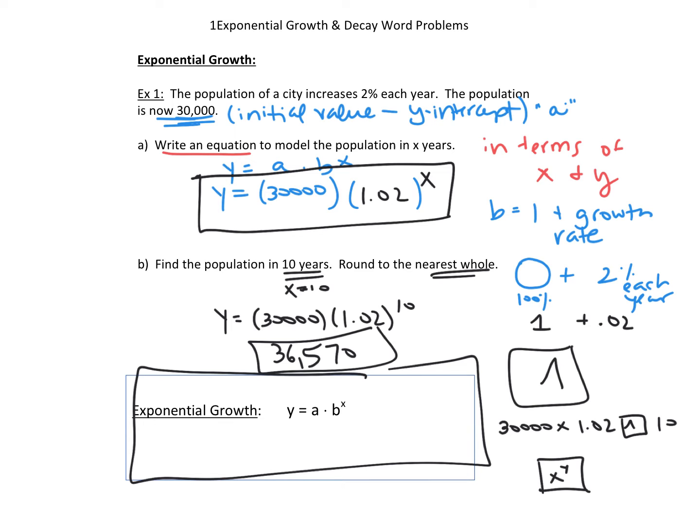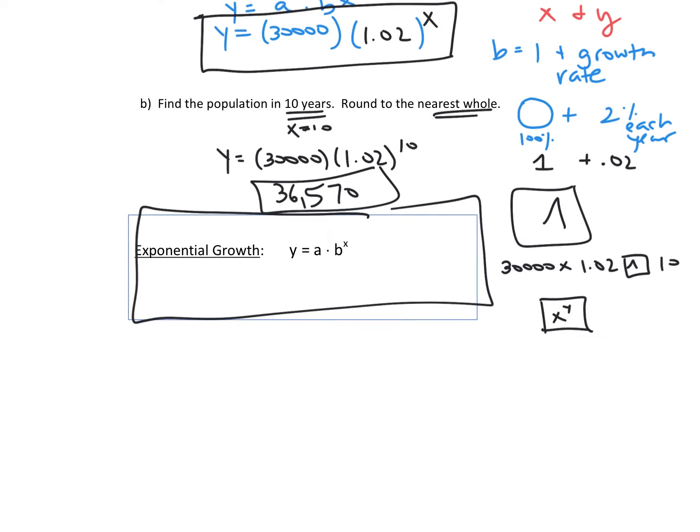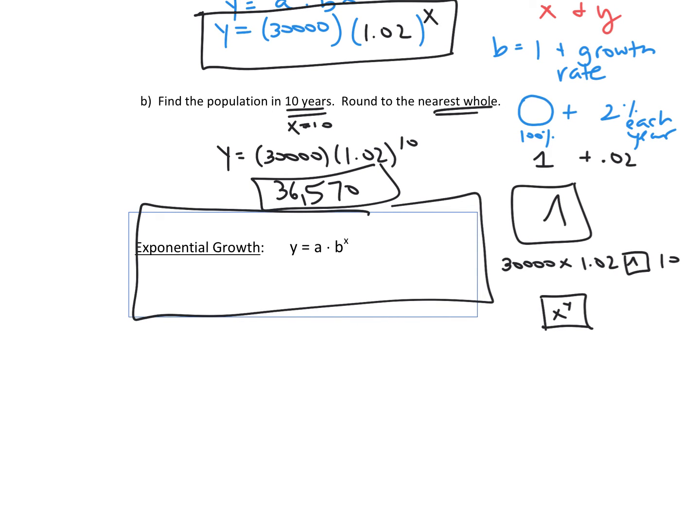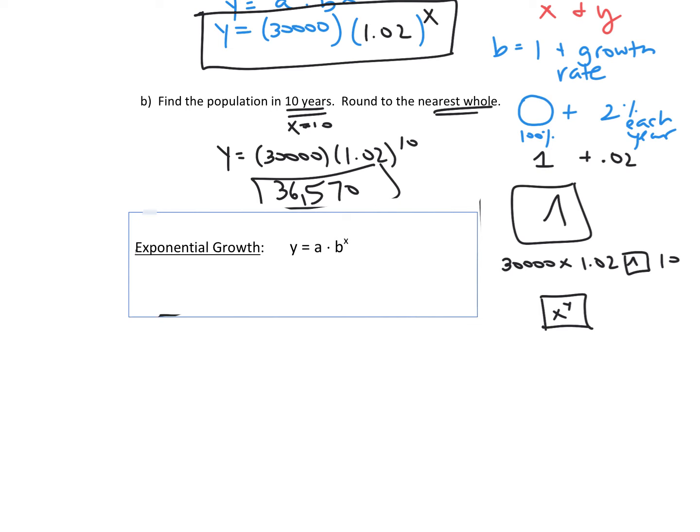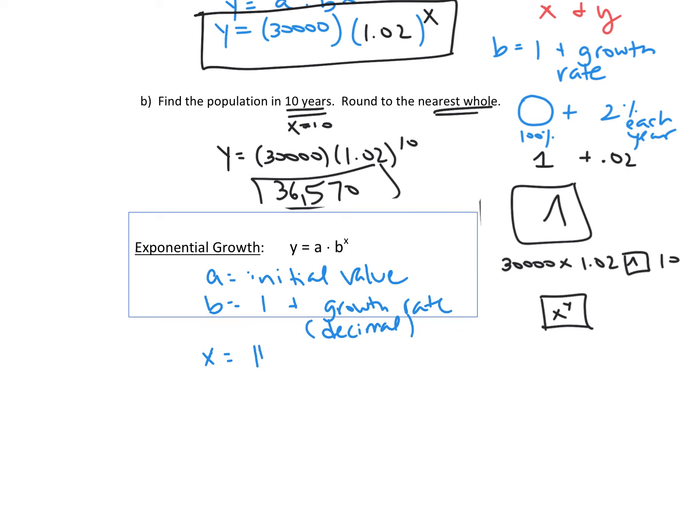Okay, so you can pause the video and just make sure that you know how to use your calculator to arrive at that answer. So in general, we have this formula, y equals a times b to the x, which we're still using. I'm just going to erase that box. A represents your initial value. B is 1 plus the growth rate. But remember that these have to be expressed as a decimal. And x is the time period that you're, the number of years usually.